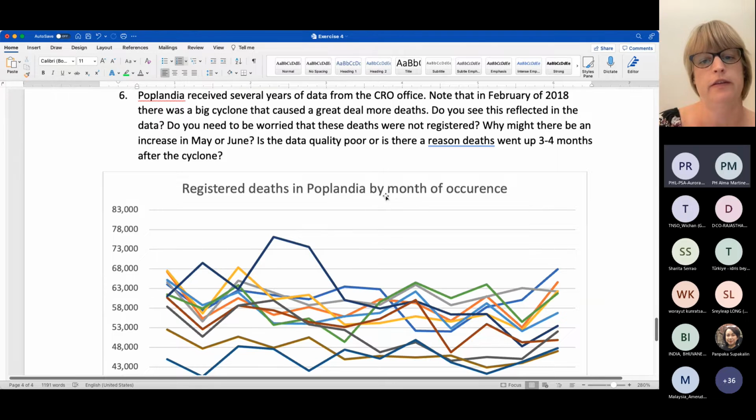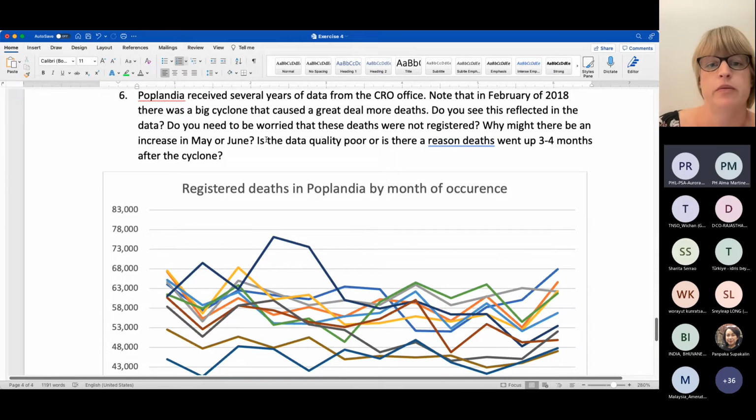This graph is, so these are registered deaths by month of occurrence. So this is not the month that they were registered. This is the month that these deaths occurred. So all of these deaths here, they occurred in January. All of these deaths here, they occurred in December. So that's how to interpret this graph.